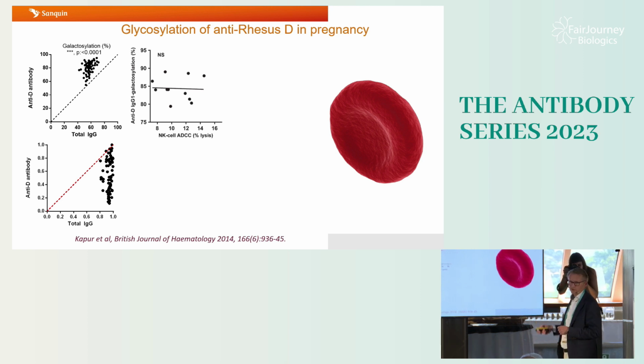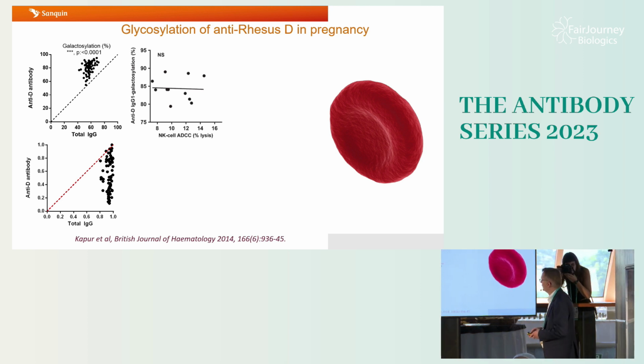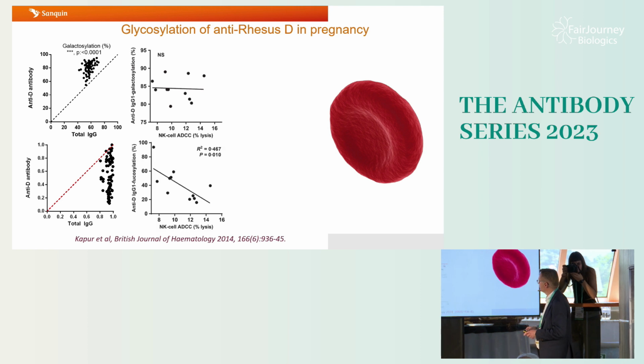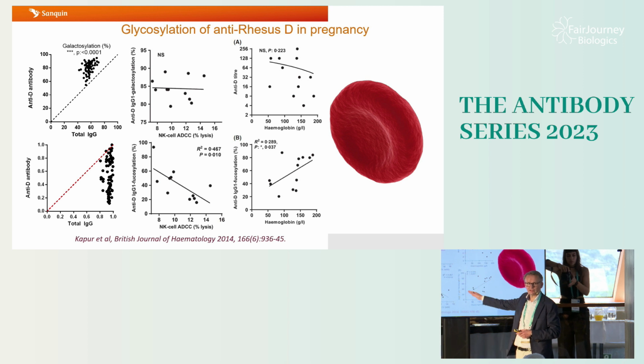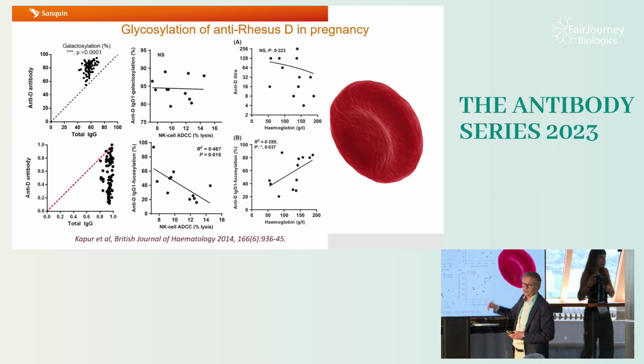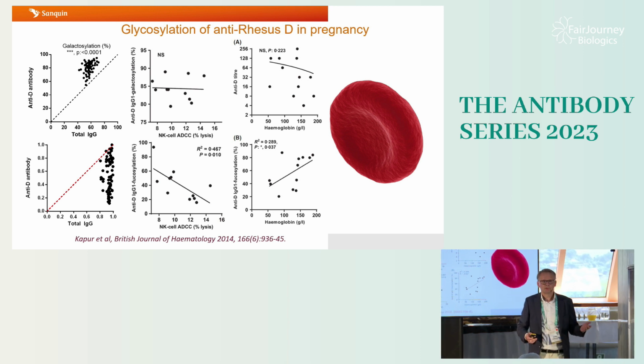And if you look at the level of galactosylation, it does not seem to predict NK cell mediated lysis. Fucosylation seems to do so, and if you look at the hemoglobin levels in the fetuses, they also seem to correlate with the amount of fucose. So the lower the fucose, the lower the hemoglobin levels, the more lysis you are seeing in the children, and the titer is not really giving a good prediction.